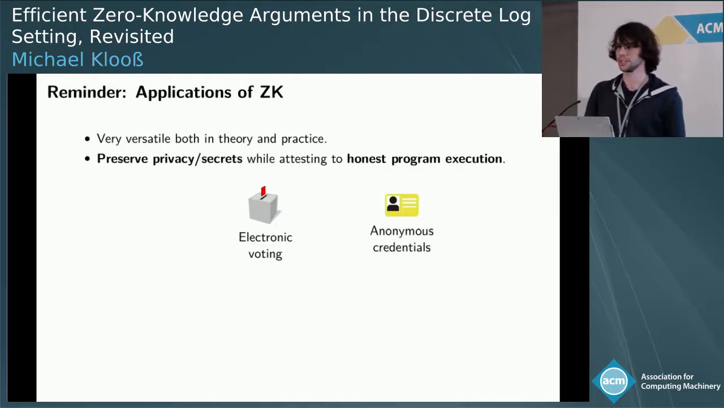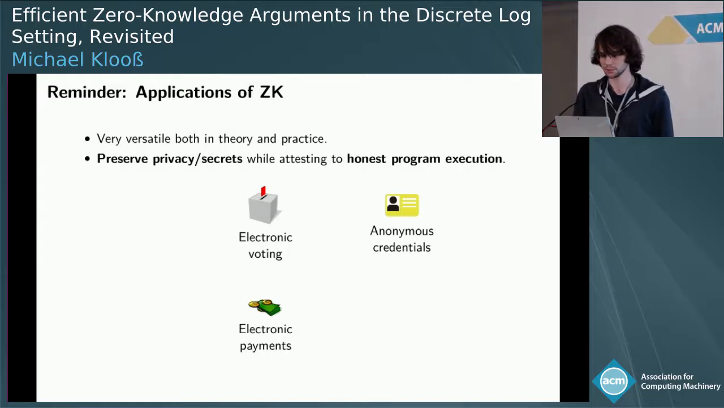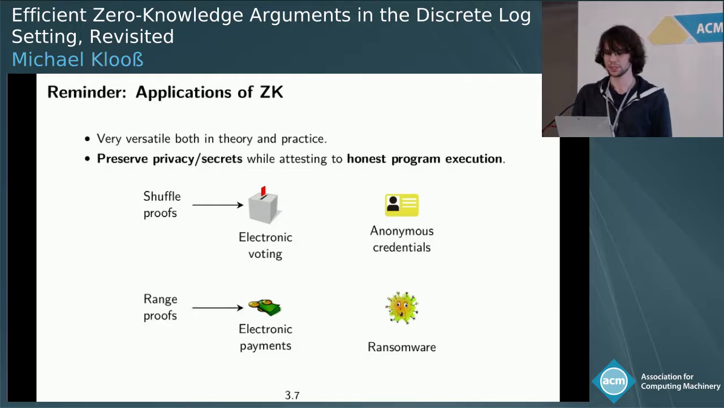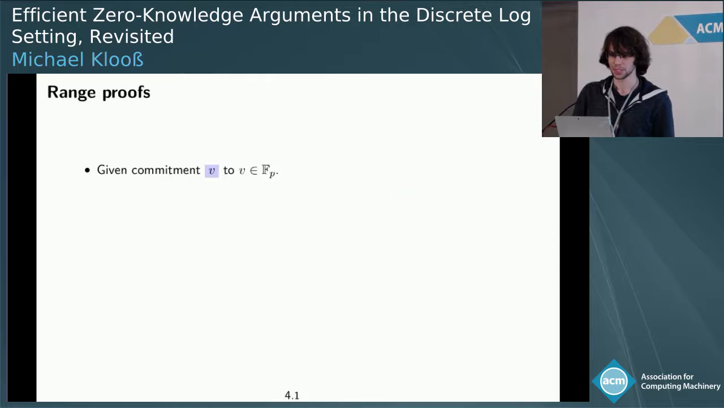We've also seen the application to anonymous credentials. I won't repeat this. Bulletproofs, not bulletproofs, zero knowledge. It's also useful in electronic payments. And you can even design, or try to design, provably secure ransomware. So what we did in our paper is we looked at shuffle proofs and electronic voting, and for electronic payments we looked at range proofs, which will bring us to bulletproofs.